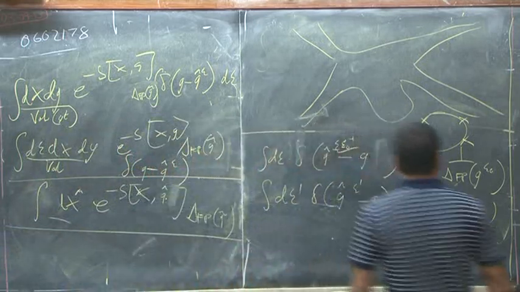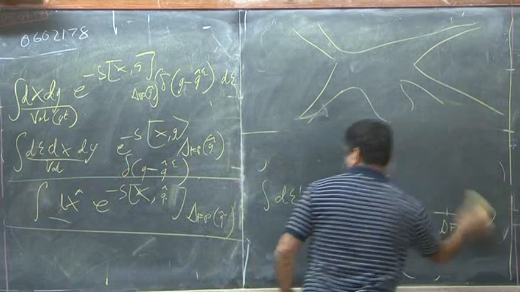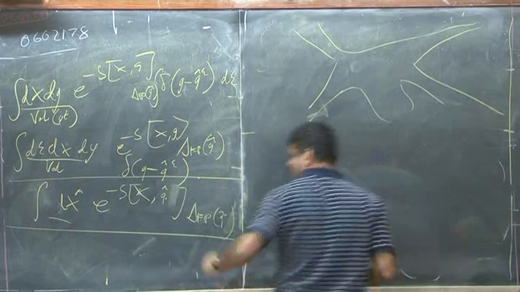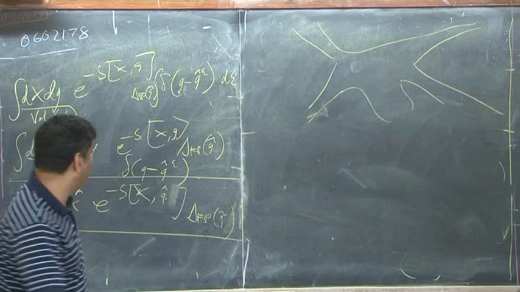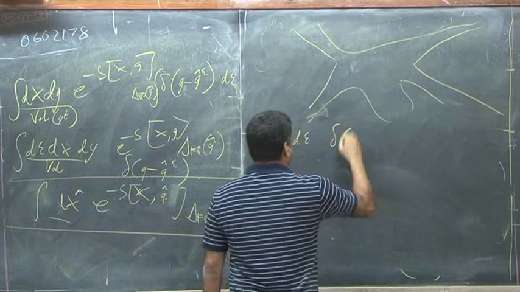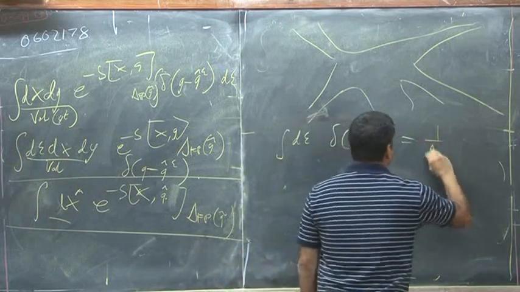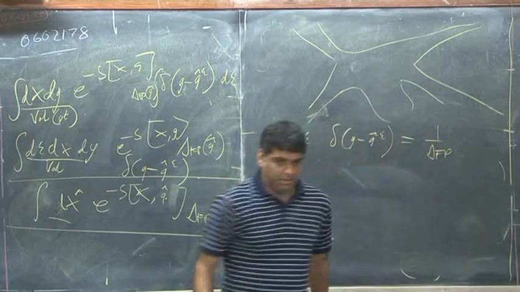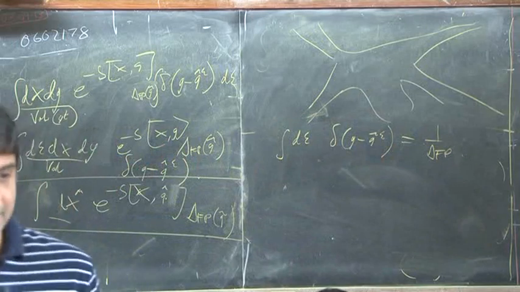Okay. So now, in order to make this precise and useful, we need to understand what this Delta FP of G hat is. So what was Delta FP of G hat? Well, we have a definition of that. The integral d zeta delta of G minus G hat of zeta is equal to 1 over Delta FP. Now let's see, how do we actually compute this?